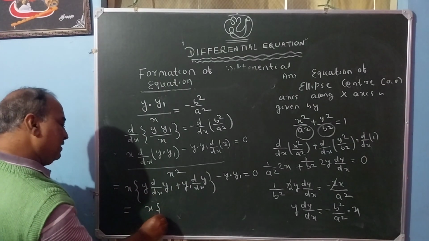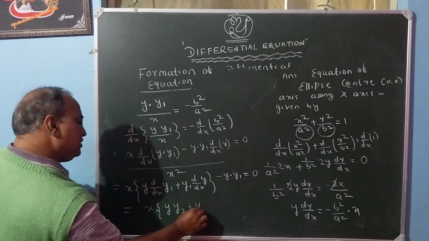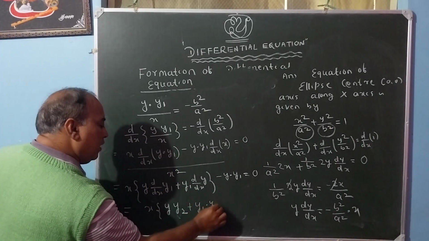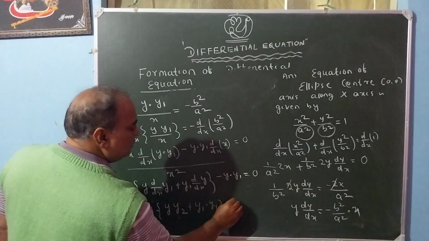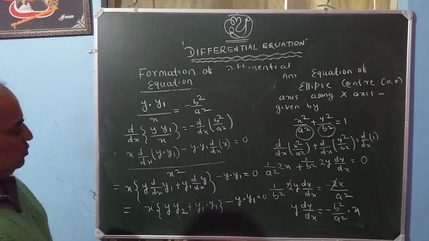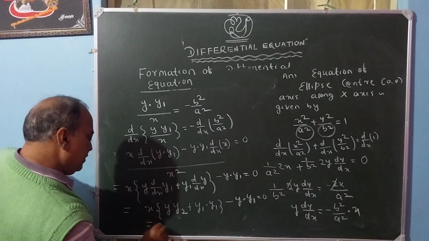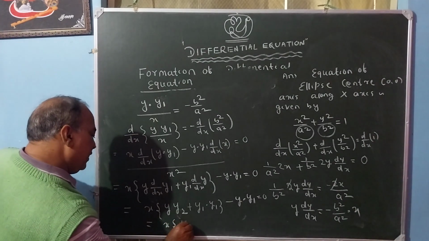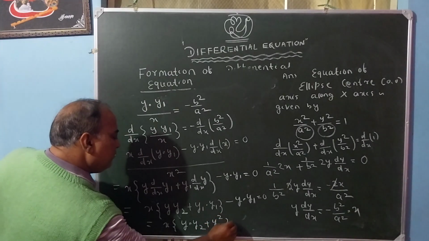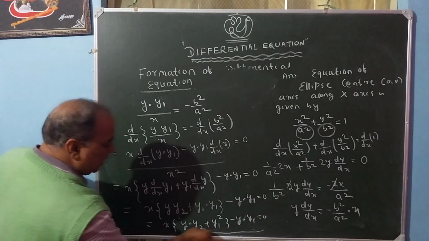So x y into y2 plus y1 times d/dx of y, which is also y1, minus y into y1 is equal to 0. So y1 into y1 is y1 square. So we get finally x y y2 plus x y1 square minus y y1 is equal to 0. So this is the answer of this question.